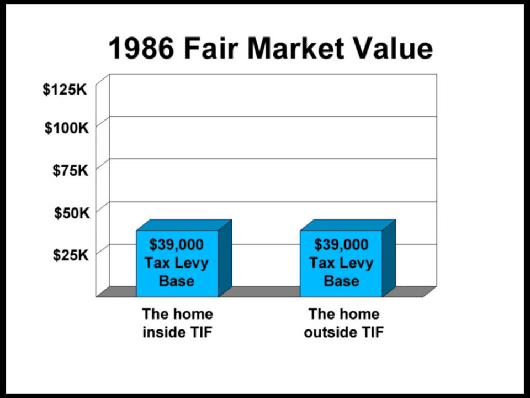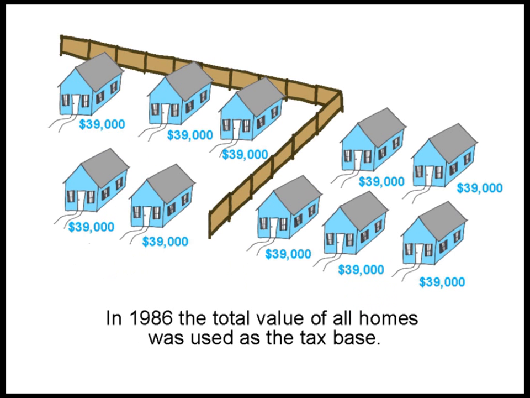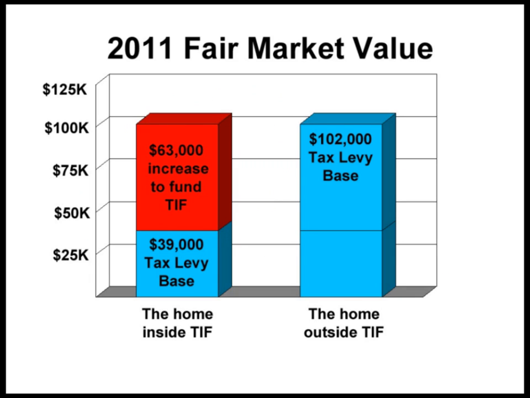When a TIF is created, the fair market value of the homes are used to set the tax base. For this example, we'll say that in 1986, the homes had a fair market value of $39,000. In 1986, the fair market value of all properties was used to calculate the tax base. As time passes, the value of the homes increase.